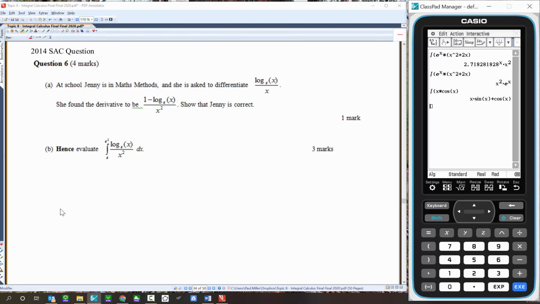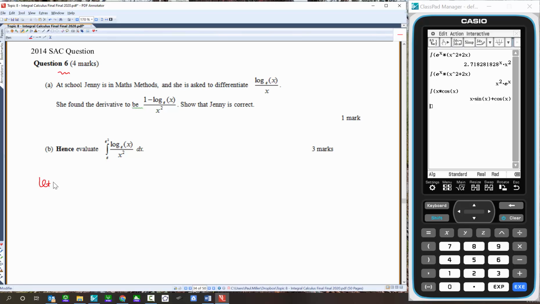Okay, so this was on the 2014 SAC and certainly a difficult problem. Okay, this is question 6. This is probably one of the last questions on the SAC. At school, Jenny is in maths methods and she's asked to differentiate this function here and found the derivative to be this, so is she correct? All right, I'll do that.